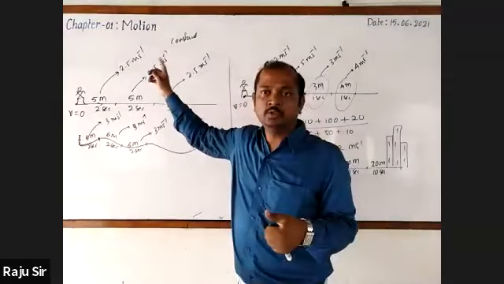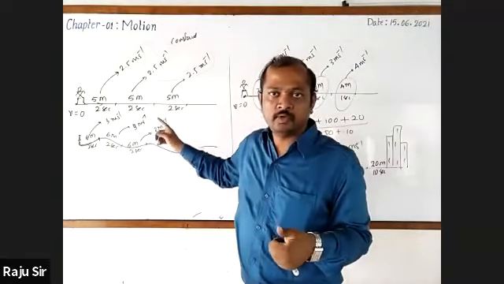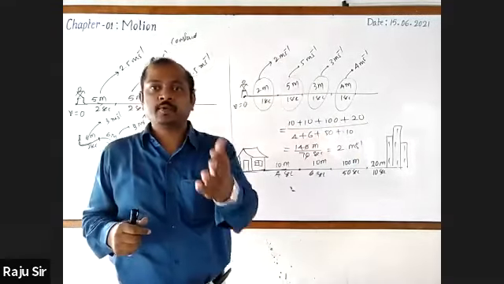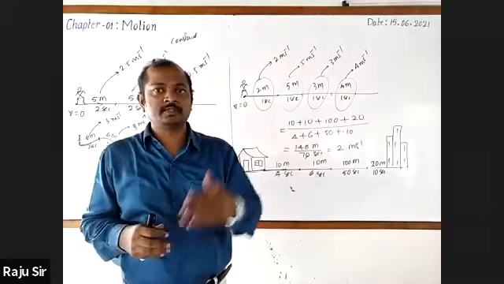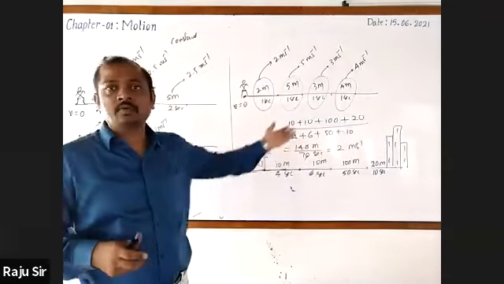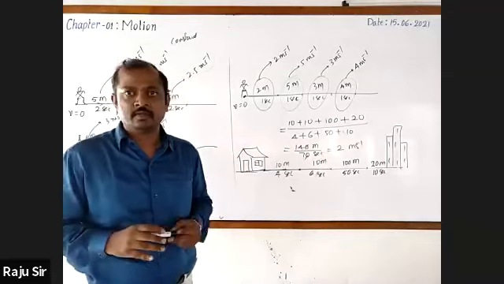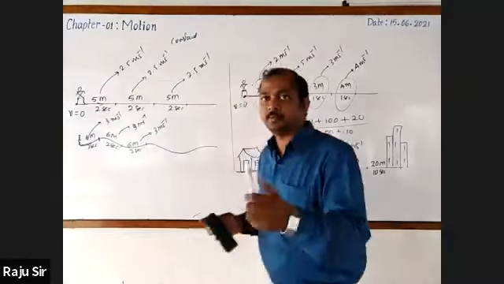One is uniform speed, non-uniform speed. Second, next two, uniform velocity, non-uniform velocity. Next two, average speed and average velocity. Clear? Yes, let us go for writing the information about this. Right here, quickly. Side heading.